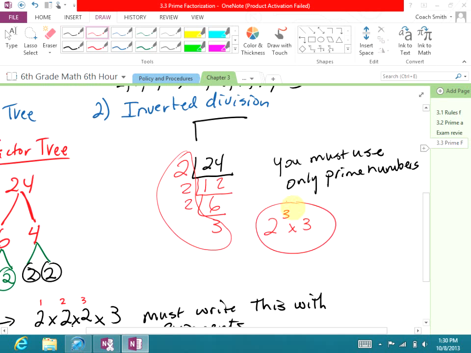As you can see, you come up with the exact same answer regardless of which method you use if you do the math right. Now, if you misdivide, that's not going to work. When you prime factor using inverted division, you don't stop until you get a prime number. All of these numbers out here must be prime numbers.